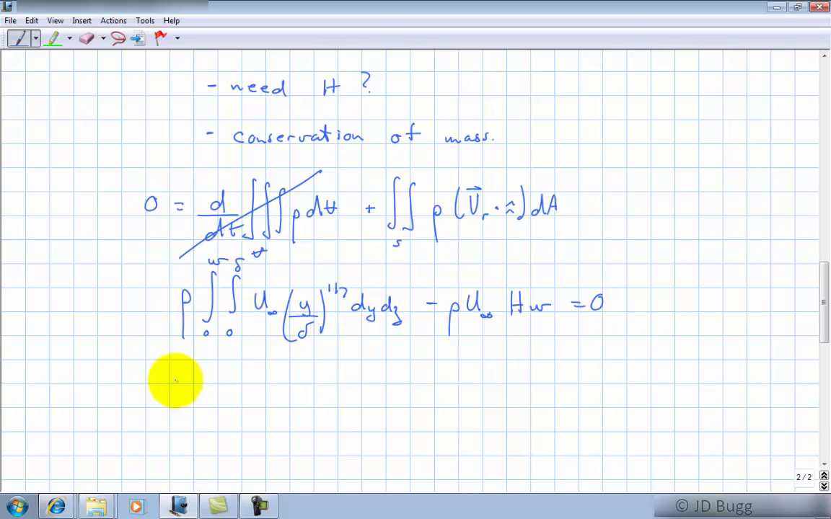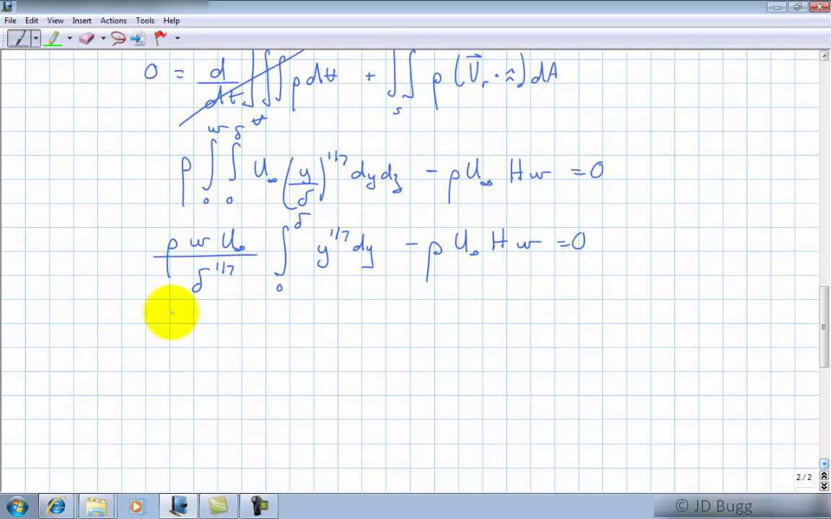Again, we can pull out everything that's constant here, and we can do the z integration right away because nothing in there depends on z. So that's rho w, u infinity is constant, and in the denominator, delta to the 1/7 is also a constant. We still need to integrate from 0 to delta, y to the 1/7 dy, and that's minus rho u infinity hw. That all has to equal 0. So density w u infinity over delta to the 1/7, times delta to the 8/7 divided by 8/7, minus still rho u infinity hw equals 0.